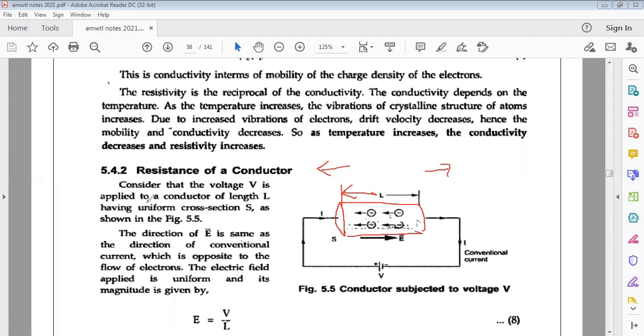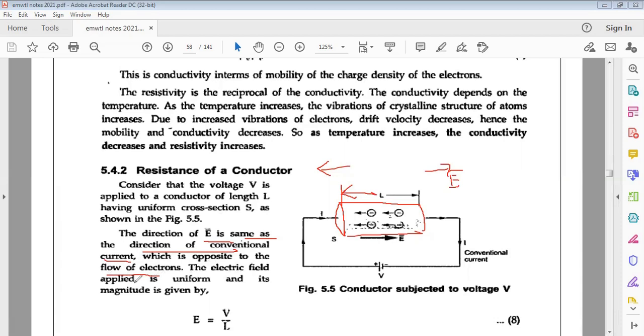Consider that the voltage V is applied to the conductor of length L, having the uniform cross section S, as shown in the figure. The direction of E bar is the same as the direction of conventional current. The E bar direction and the current direction are both the same, and only the electron's direction is different. The direction of conventional current and electric field is opposite to the flow of electrons.